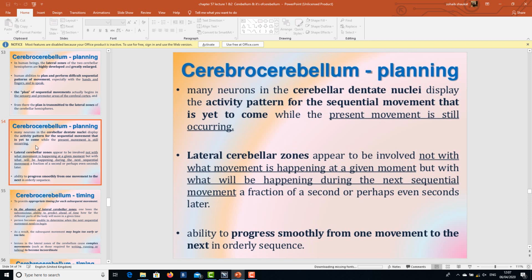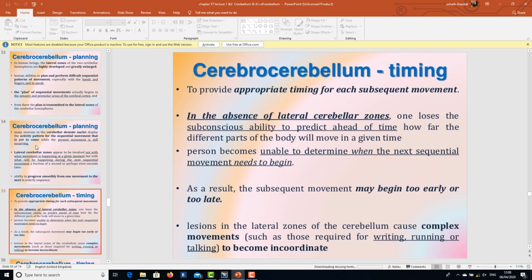The lateral cerebellar zones appear to be involved not with what movement is happening at a given moment, but with what will be happening during the next sequential movement a fraction of a second or even seconds later. Ability to progress smoothly from one movement to the next is in orderly sequence. Cerebro Cerebellum timing, to provide appropriate timing for each subsequent movement.